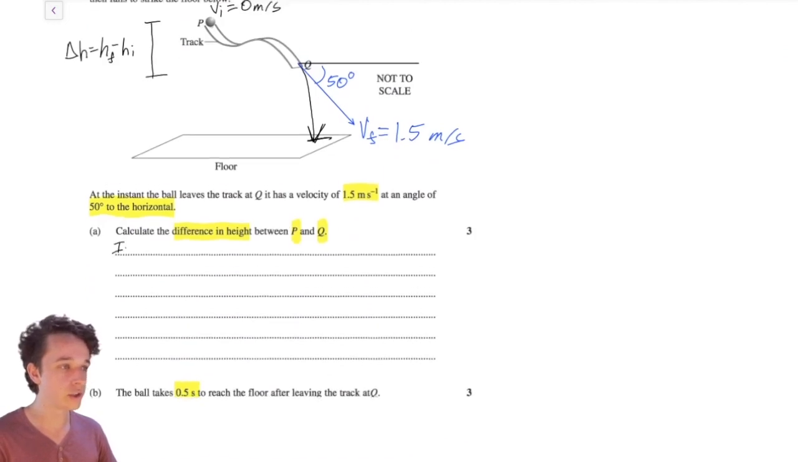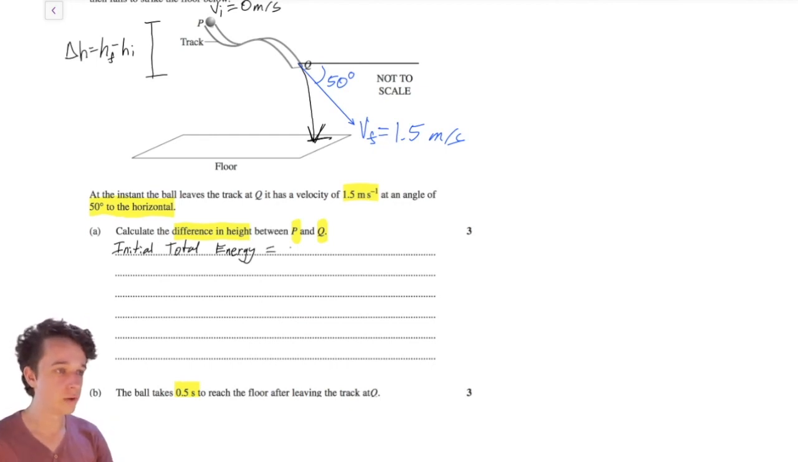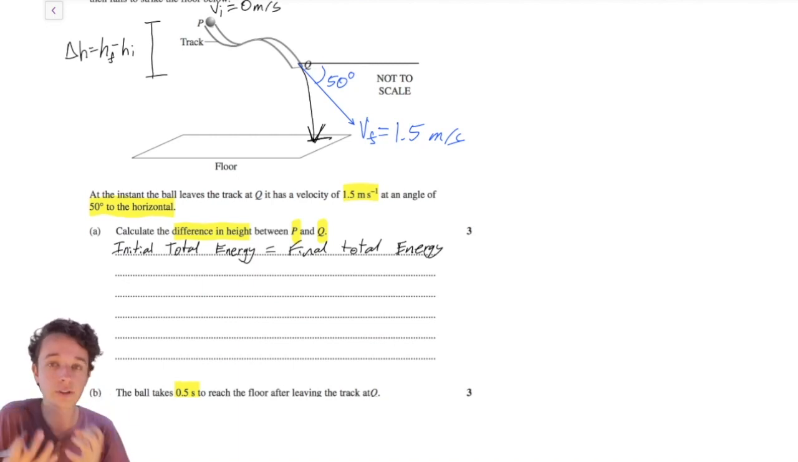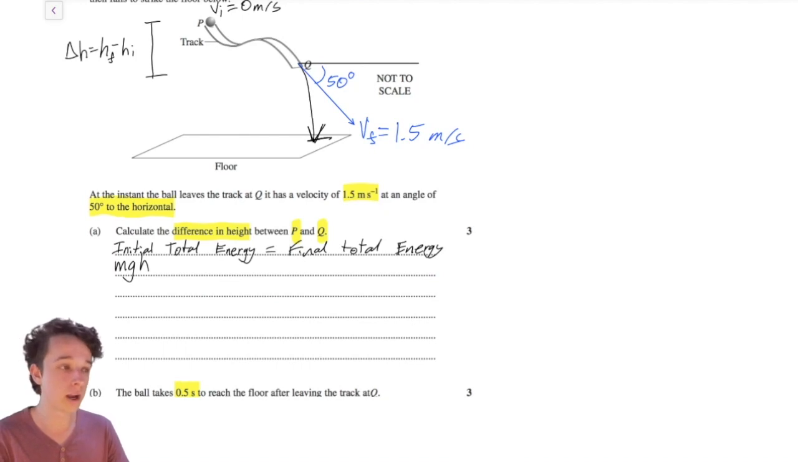I'll say initial total energy. We know from conservation of energy that the total initial energy and the total final energy are equal. So the initial total energy is equal to the final total energy. And now we have to think about, well, what constitutes the total energy of the ball? What do we mean when we say total energy? Well, we mean the sum of its gravitational potential energy due to its height above a particular reference point and its kinetic energy, right?